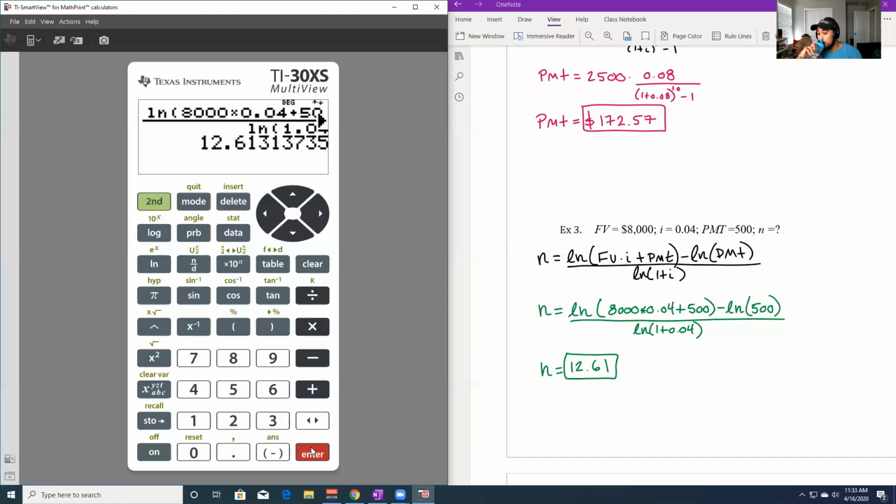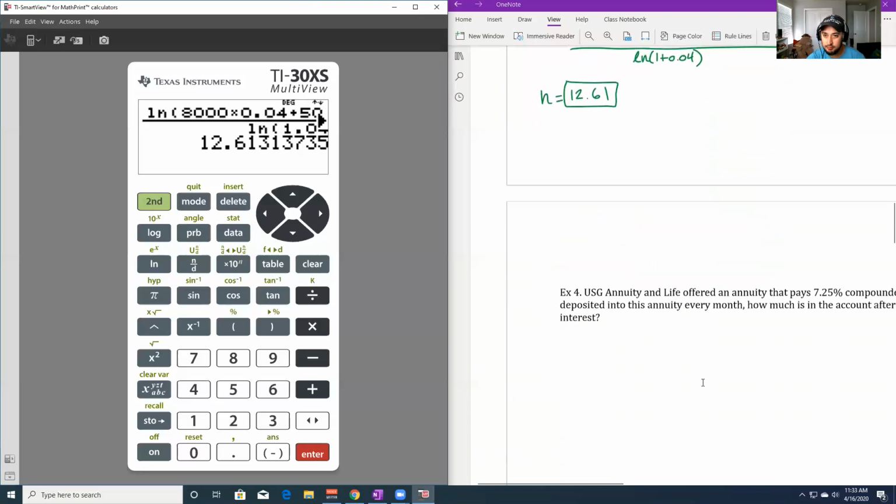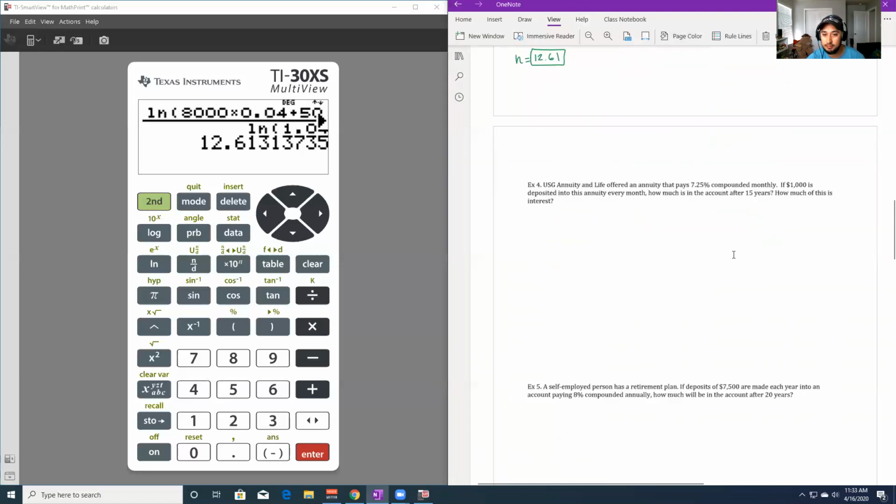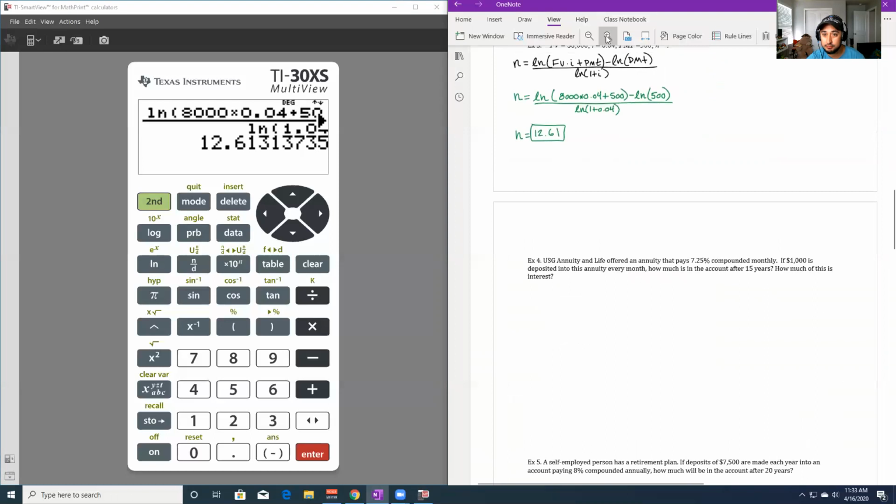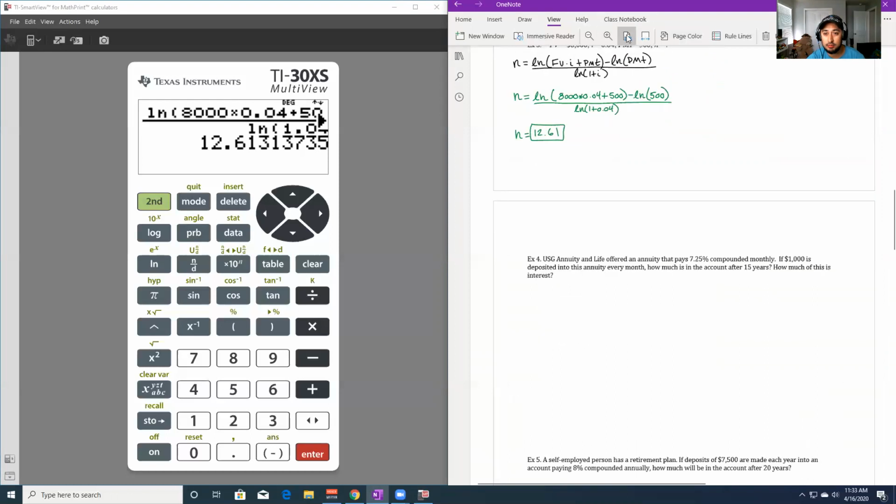Okay. Let's move on. Now we get into actual word problems. All right. No. Very good.